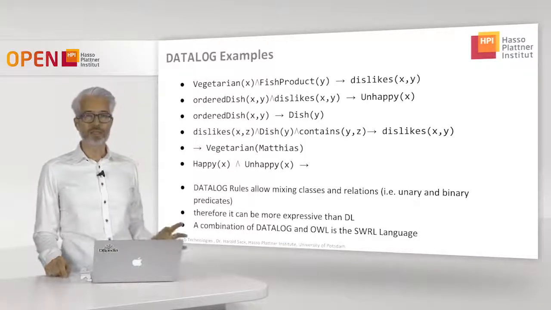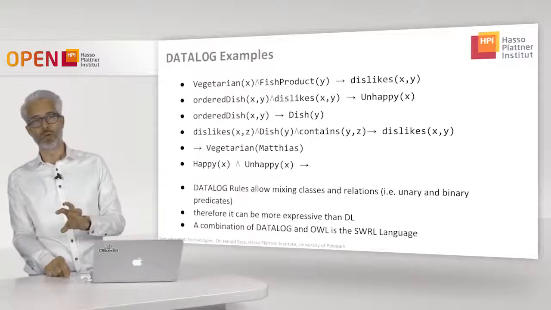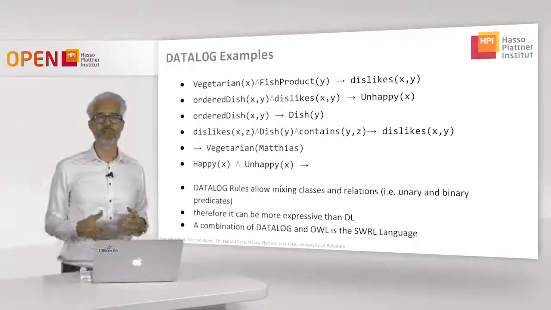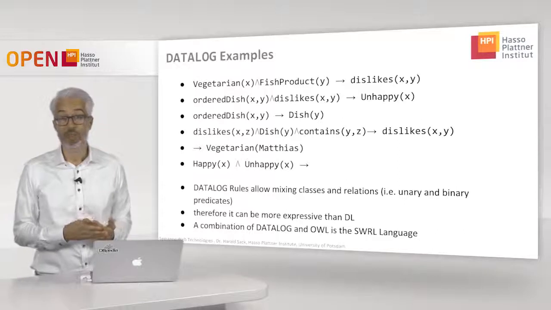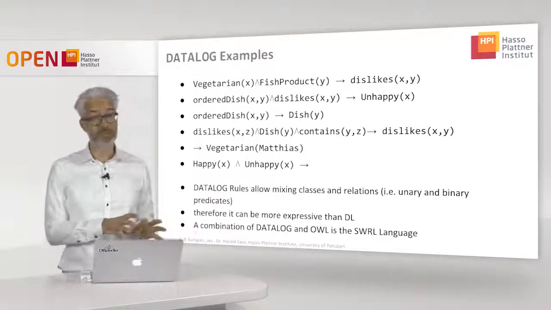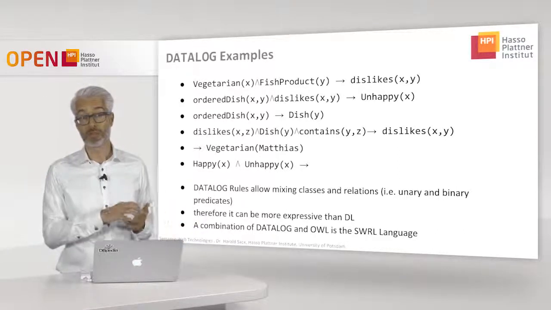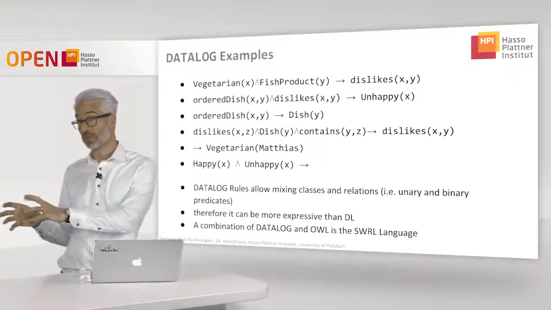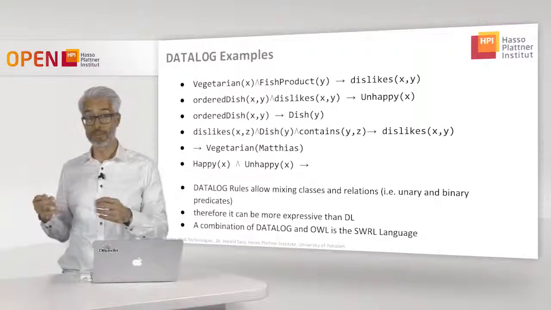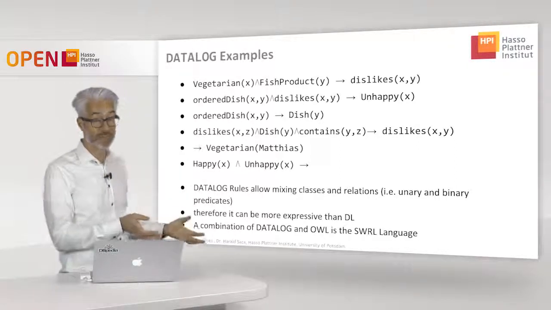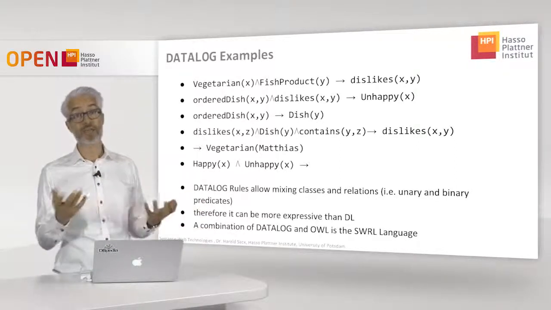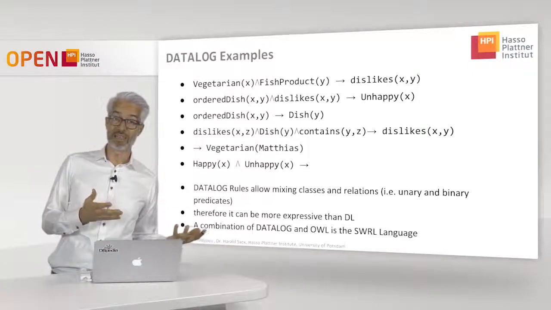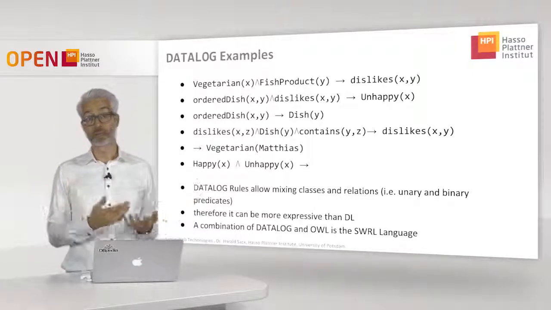And for example, if you combine DATALOG with OWL, this results in the so-called Semantic Web Rule Language, which is also part of the Semantic Web technology stack. But you have to keep in mind that if you combine both, so if you take full expressivity of OWL classes and full expressivity of DATALOG, both together you end up with something which is in the end not decidable, but nevertheless you can work with it.